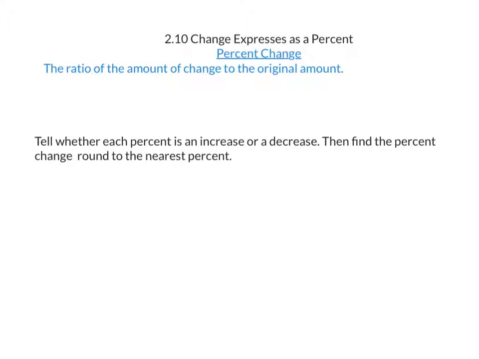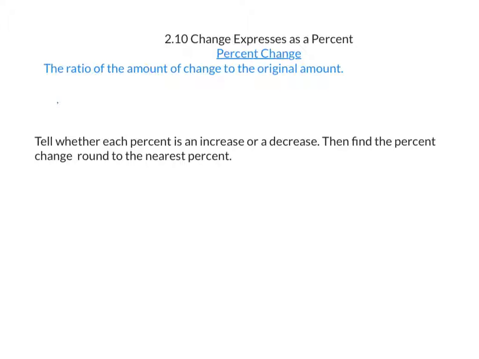Okay, today's lesson is over a couple of things, but the overall idea is we're going to talk about change expressed as a percent. So the main idea today is what we call percent change. So that's the first definition that you see up there. Percent change is the ratio of the amount of change to the original amount. Remember, when we talk about ratio, it just means a fraction. So we're going to be using this equation a lot today.